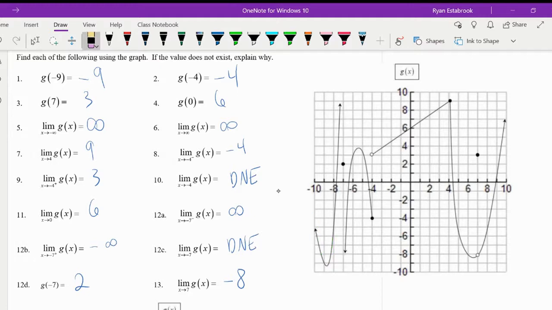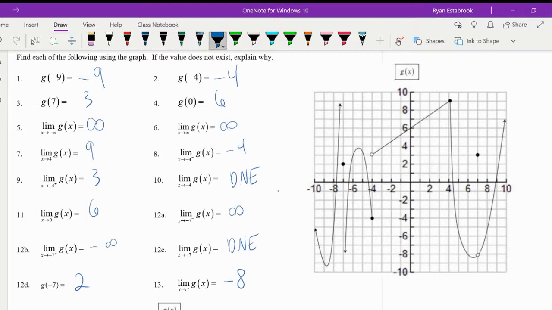Problem number 6, now we're going to the right. So as we trace this one going to the right, and as it keeps going to the right, the graph keeps going up. So once again, the limit does not exist. More specifically, we're saying how it doesn't exist, getting infinitely large. So the limit is going to be towards infinity.